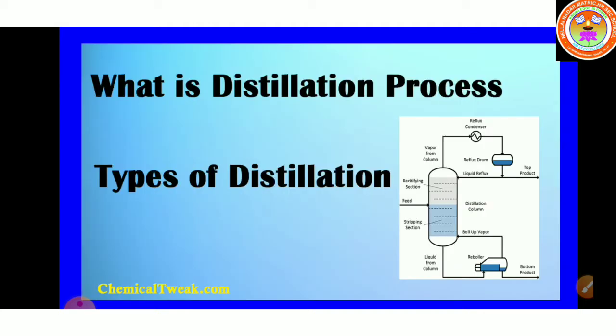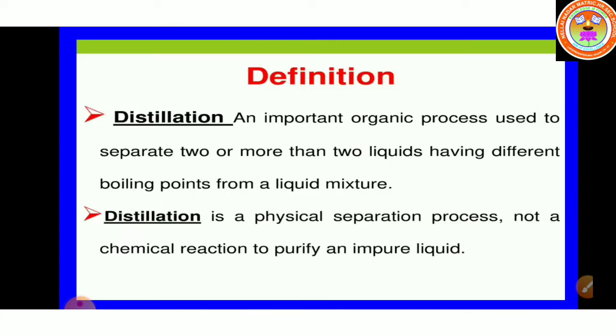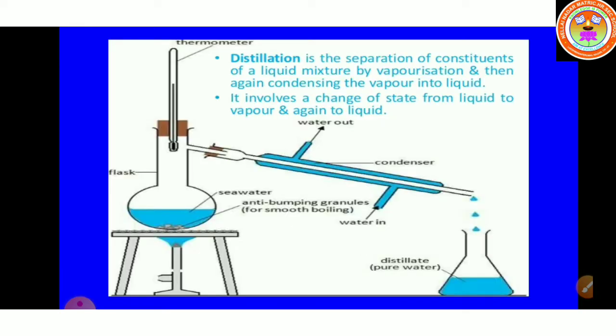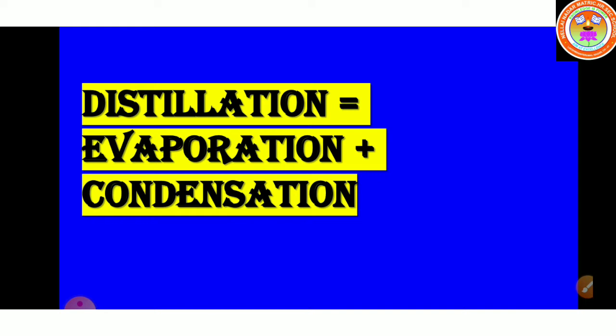Students, in today's video, I will teach you the distillation process. Distillation is an important process used to separate two or more liquids having different boiling points from a liquid mixture. It is actually a combination of evaporation and condensation. That is, the distillation process is a combination of evaporation and condensation.